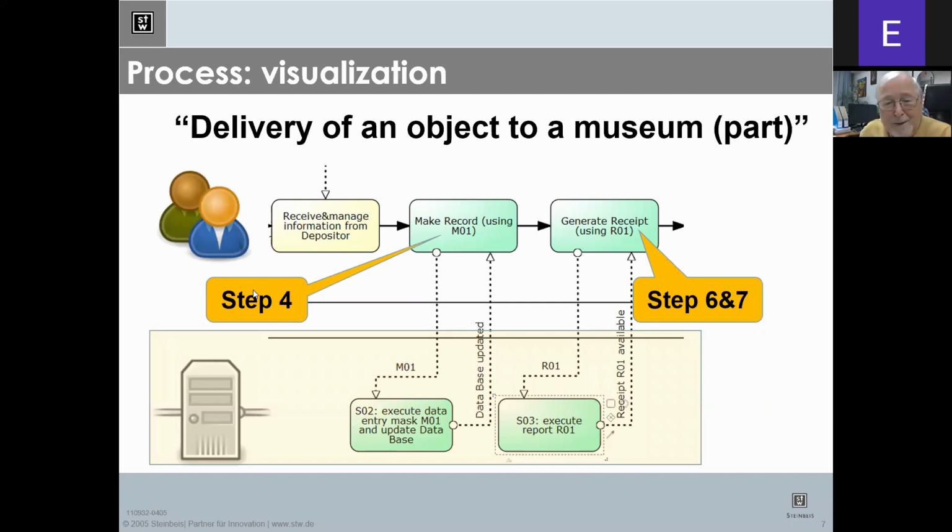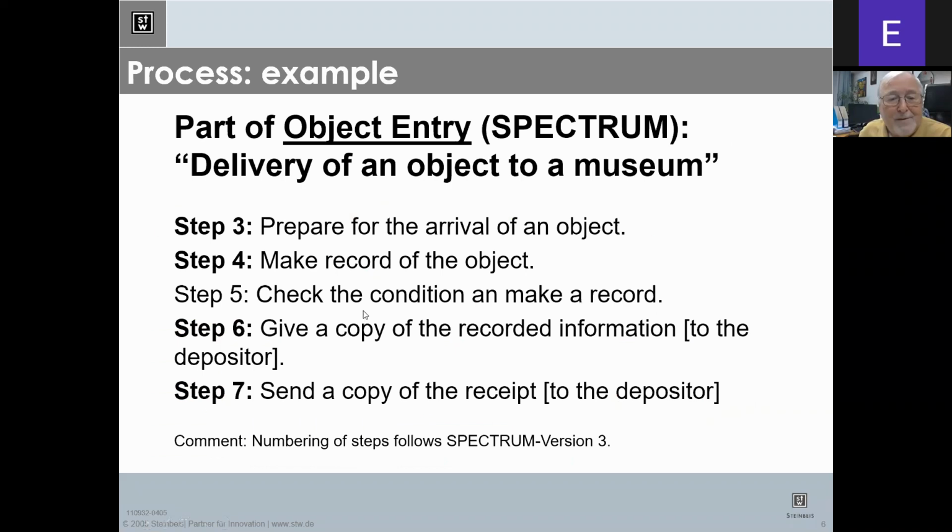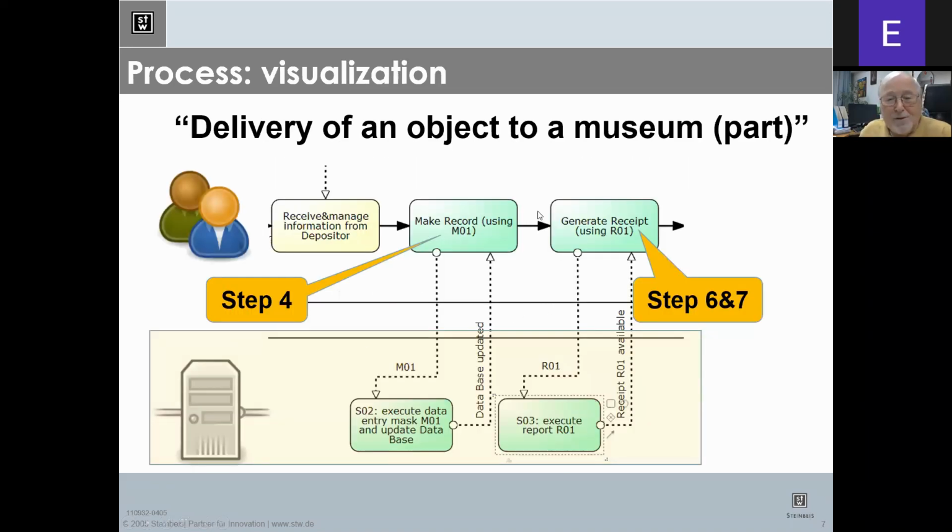And I have already made a link to the verbal description. So if we go back, here you have step 4, we make a record of the object, and step 7, send a copy of the receipt or give a copy of a record information to the depositor. And if you look now in this visualization, here we have step 4, and here we have steps 6 and 7. And then you can go back to the Spectrum standard or to the CIDOC fact sheet or something else. And then you can see, is this in line with a standard procedure? I hope this becomes a little bit clear.